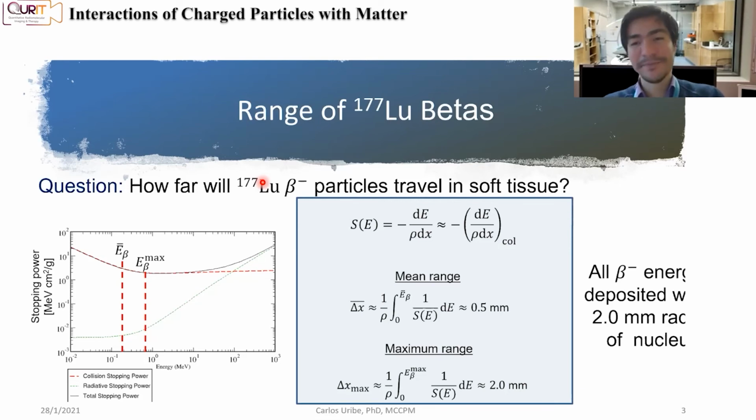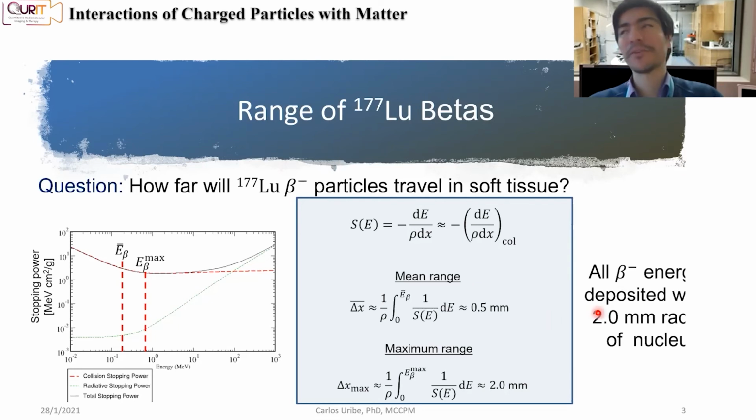So that's 2 millimeters. In the previous lecture, when he was talking about radiopharmaceuticals, he also talked about yttrium-90. Yttrium-90 is also an isotope that has beta decay. It emits beta particles, but those particles have a higher energy. So in that case, I think he was showing, if I recall correctly, those particles can have a range of up to 1.2 centimeters. So it's higher than lutetium.